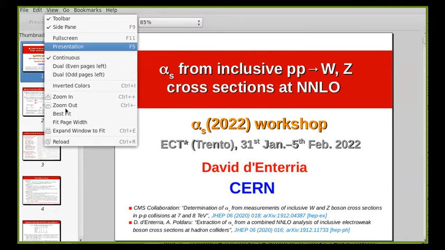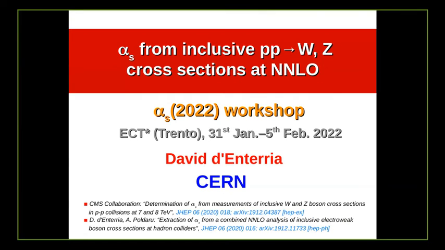Yes. Good. I will be presenting today the analysis that was published about 2 years ago, first in a CMS paper, and then we extended this analysis to the full LHC data at the time. The idea is to extract alpha S from an NLO analysis of the inclusive electroweak boson cross-sections at pp collisions.